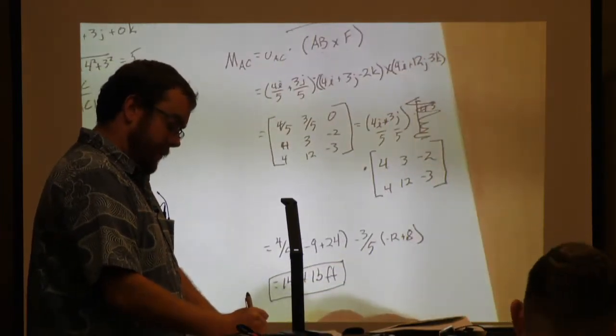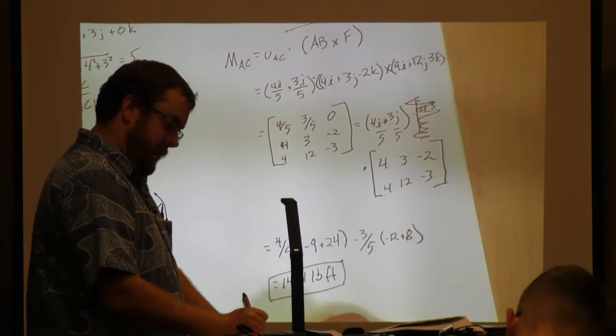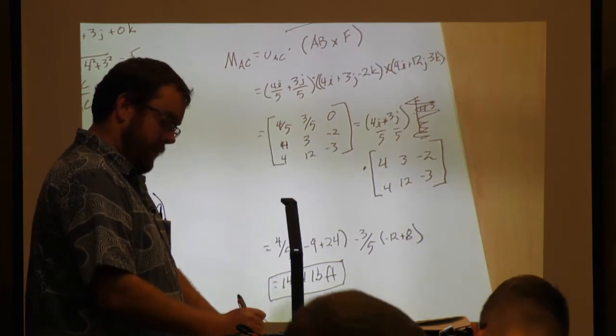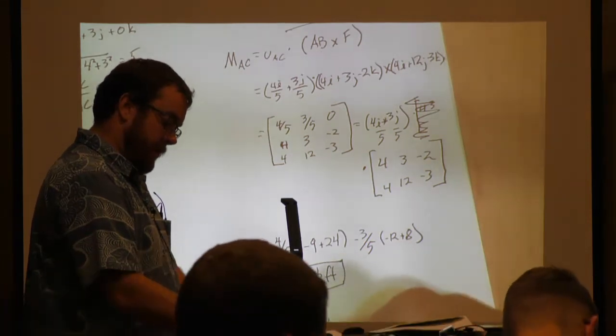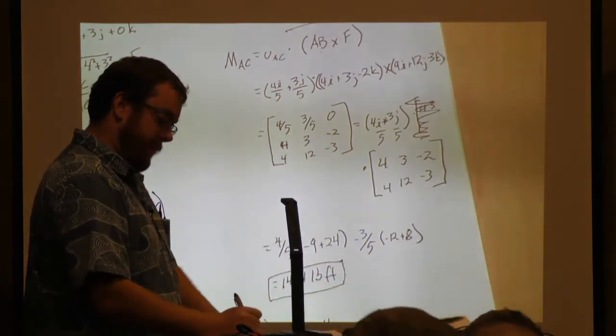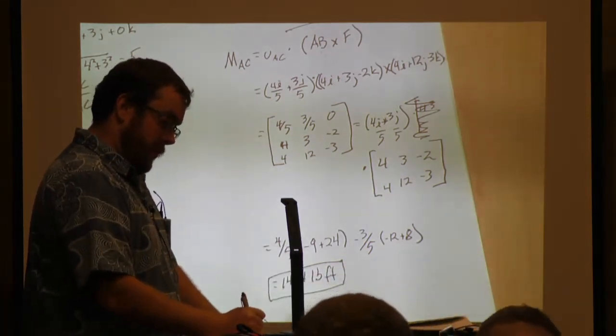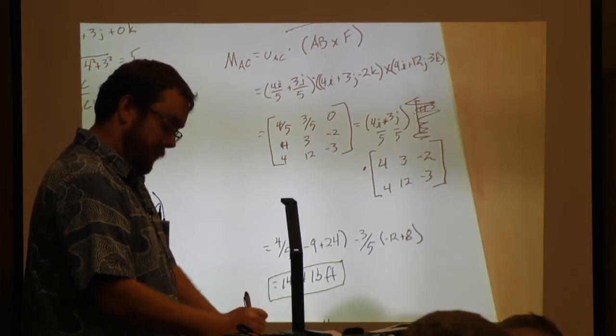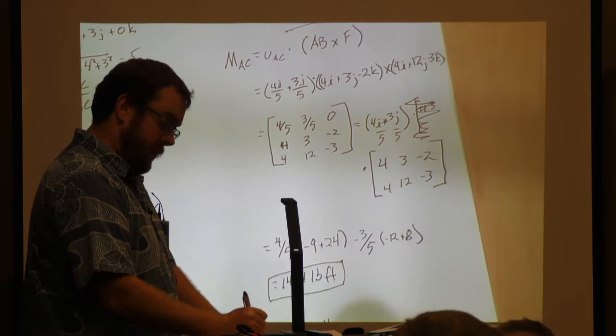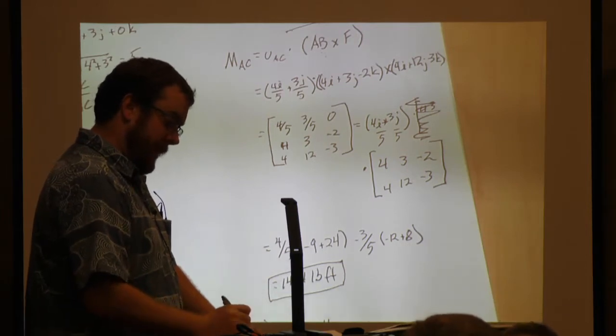So MAC is going to equal unit vector AC dotted with MAC, which will equal 11.52I plus 8.64J. And that's our answer.